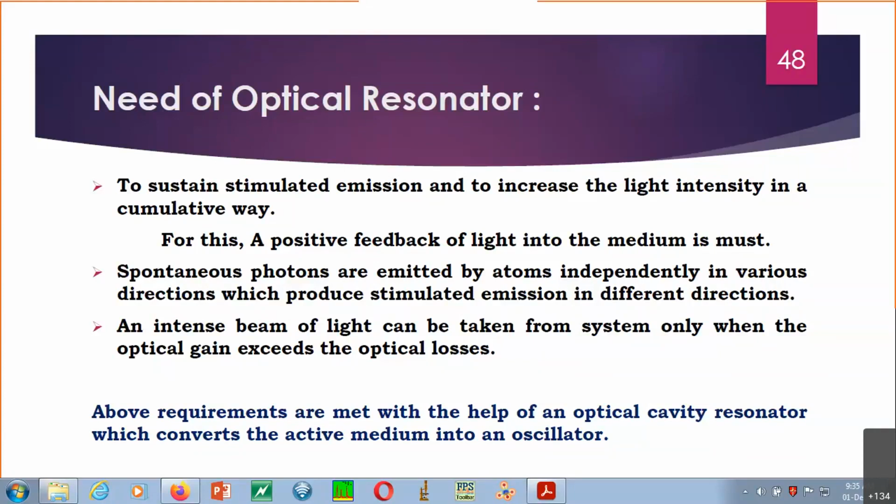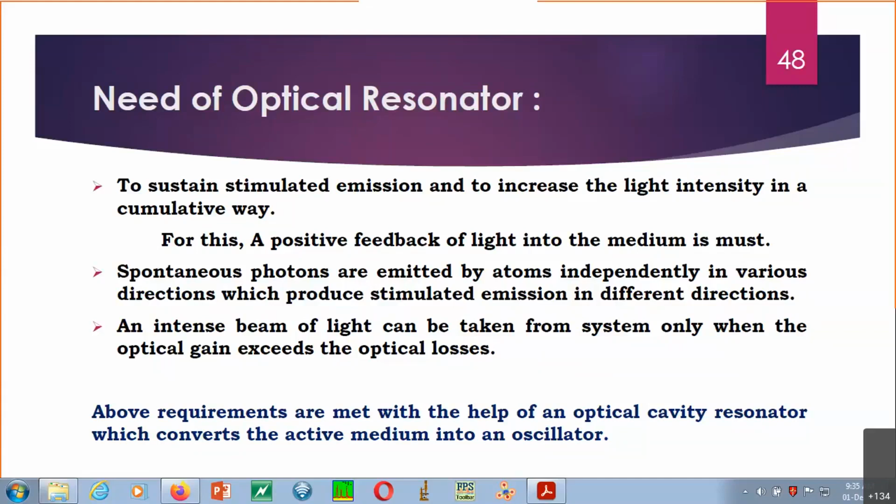To achieve this second criteria, we require the optical resonator, because only in that we keep the active medium, and the photons which come out via the spontaneous process are going to interact with the active medium continuously. We are going to discuss all this in detail, but this is the primary objective which we are fulfilling with the optical resonator. The third is an intense beam of light.